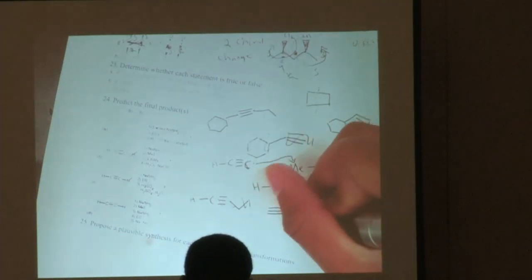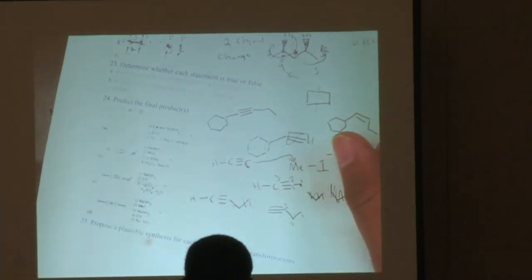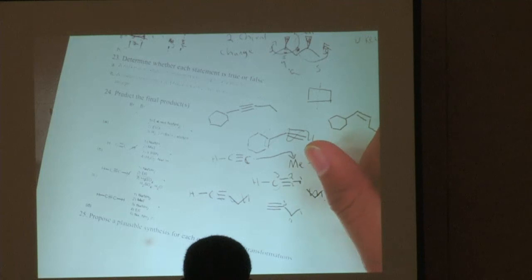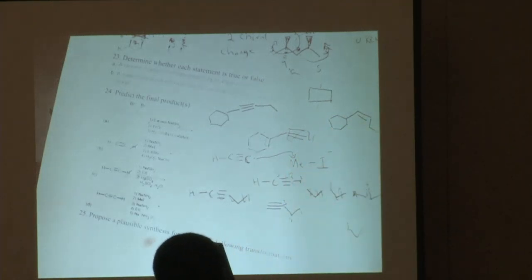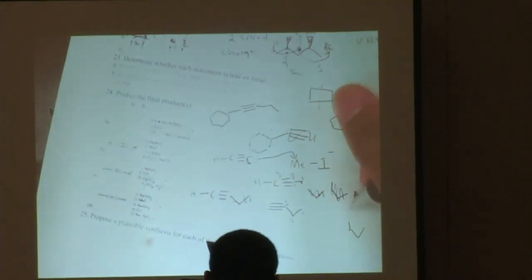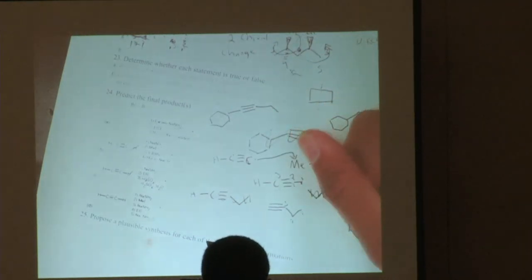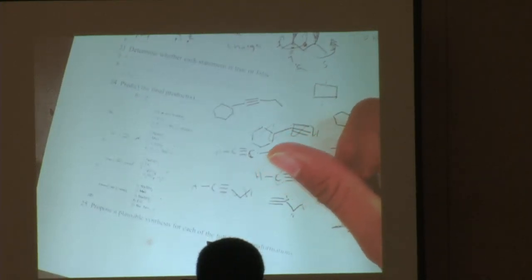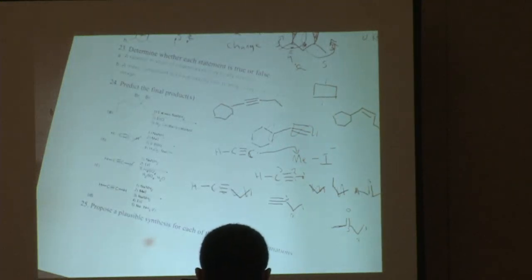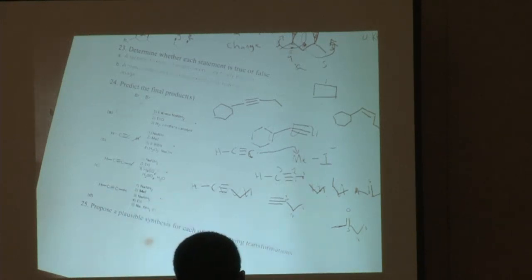So 1, 2, 3. 1, 2. It might look ugly this way. Your C double bond O should start where your 3 is. So 1, 2, 3, C right here, double bond O, and that's a ketone, because this one forms a ketone. Step 3 is HgSO4, H2SO4, H2O. Both of those are just one whole thing. It's not 2 steps.